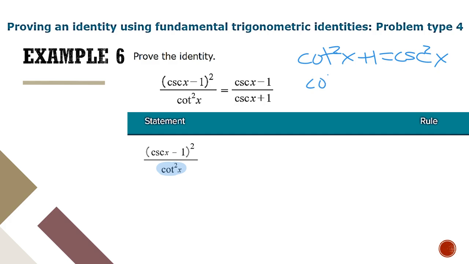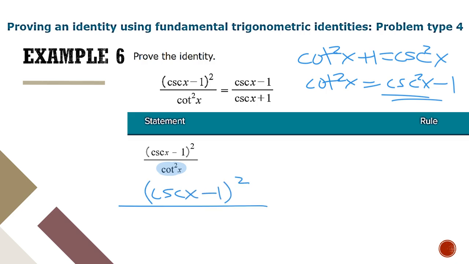So what I could do is rewrite cotangent squared of x as cosecant squared of x minus 1. So I'm going to rewrite that. So when I rewrite this, I have cosecant of x minus 1 all squared. And on the bottom, it's cosecant of x squared minus 1. Unfortunately, we can't just cancel these out. This is squaring the whole top, which is distributing it all out. This times itself. And this is squaring the bottom, or just the cosecant squared.